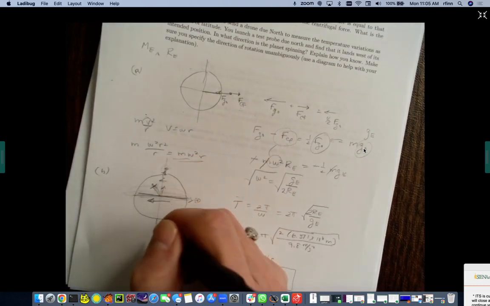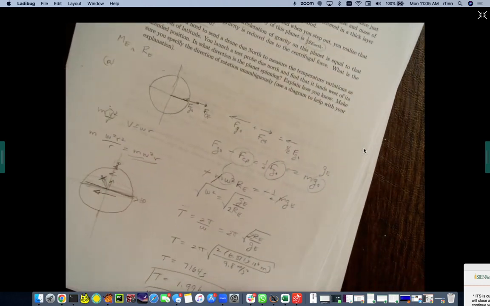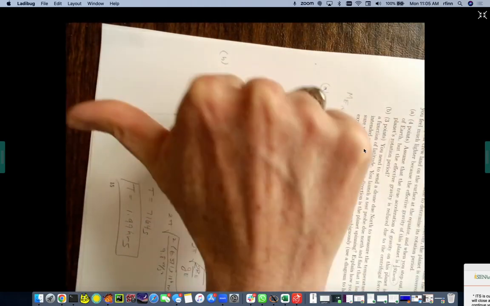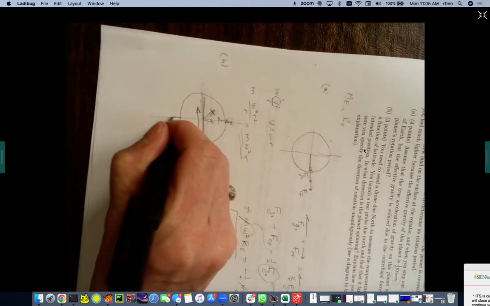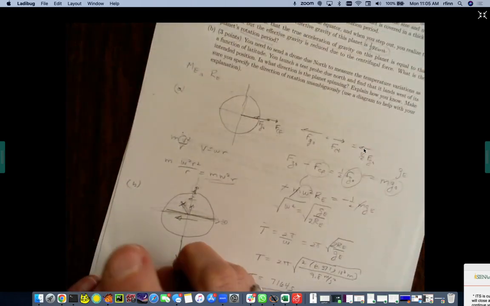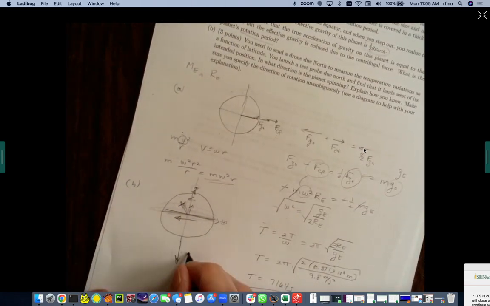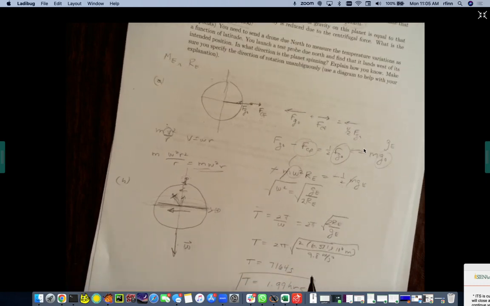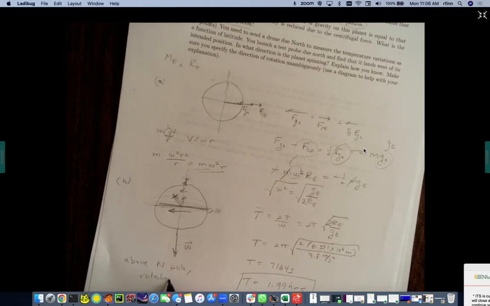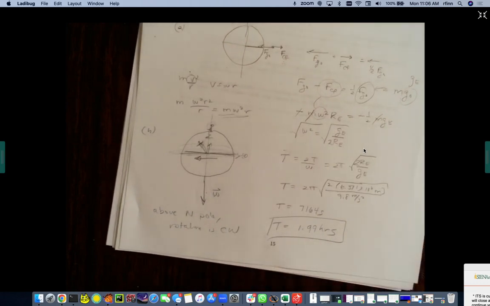So then we have to use our right-hand rule. If I put my fingers in the direction of rotation, this is the right-hand rule for velocity, my thumb shows the direction of the angular velocity. So that is our omega. I'll turn it the other way. Or we could say that if we're looking above the North Pole, the rotation is clockwise. So this is opposite of the Earth's rotation.